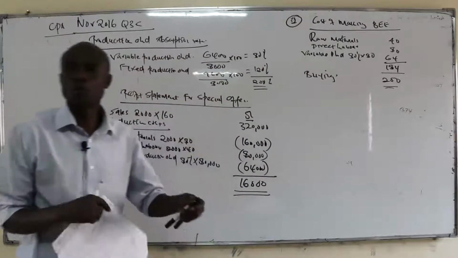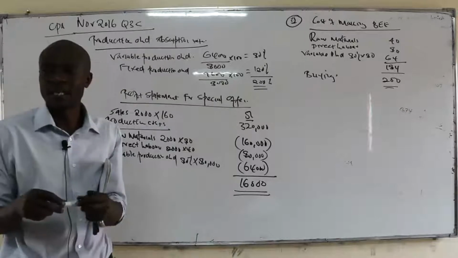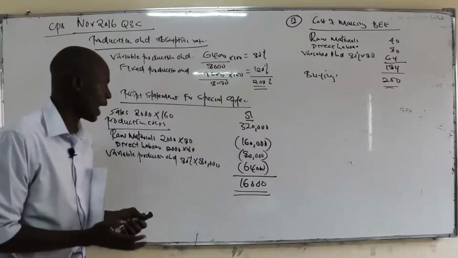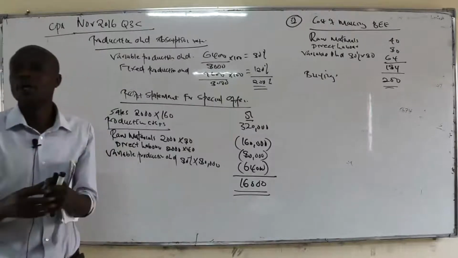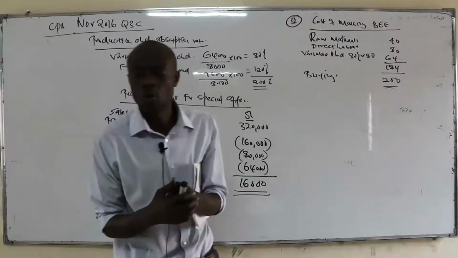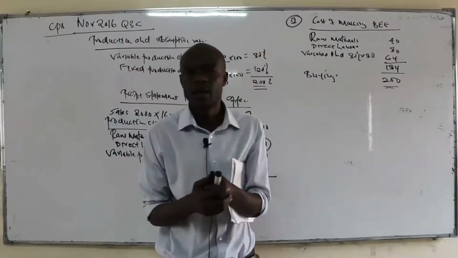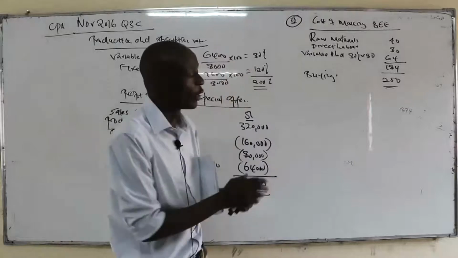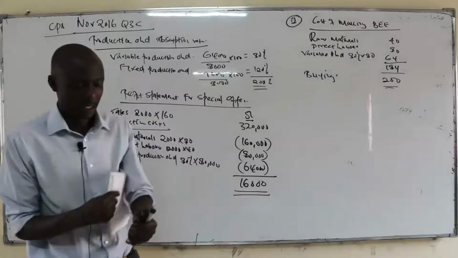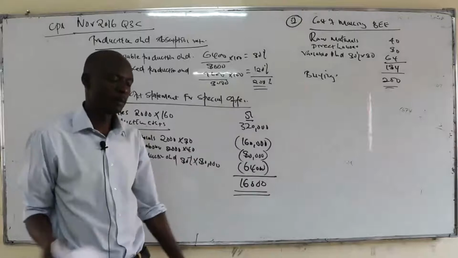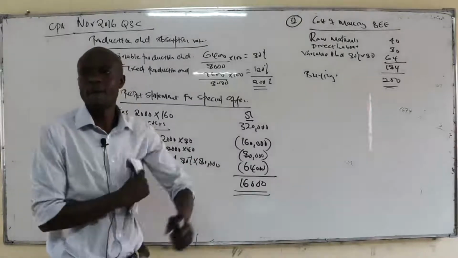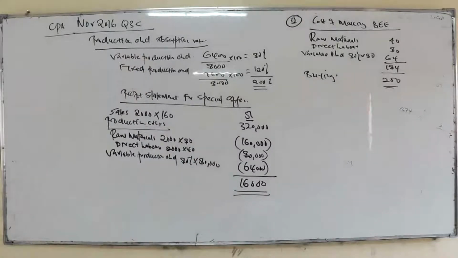So the company should continue to make B because it is cheaper to make than to buy from the external supplier. So that is how you tackle questions on special offer and make or buy. Are we together? Any question?